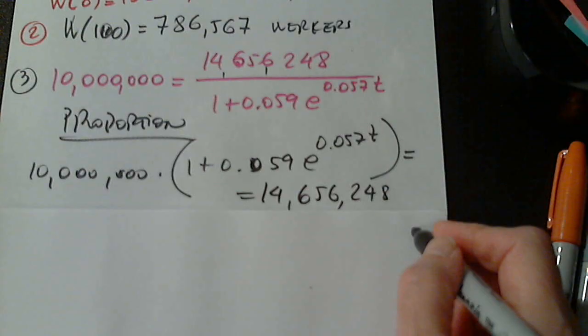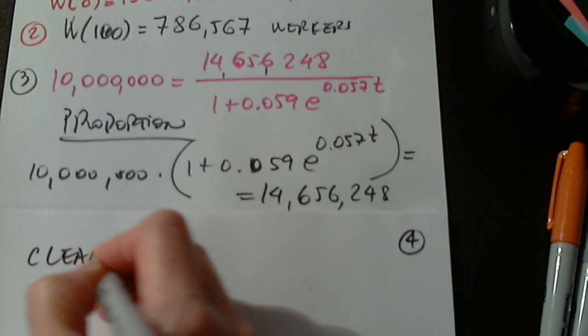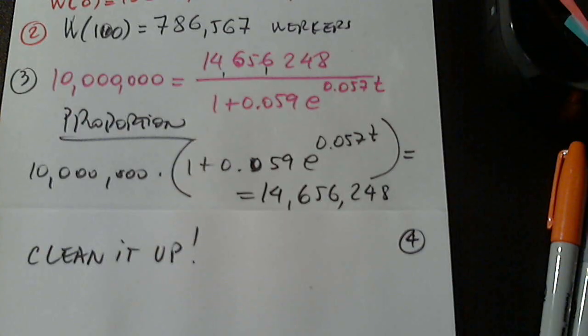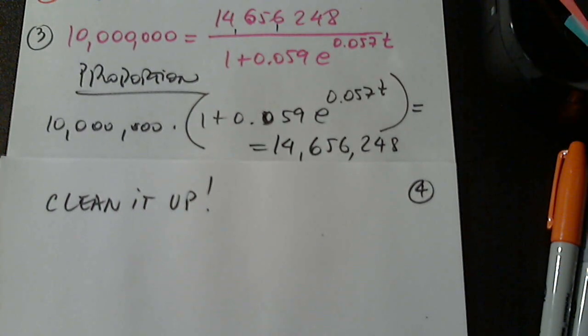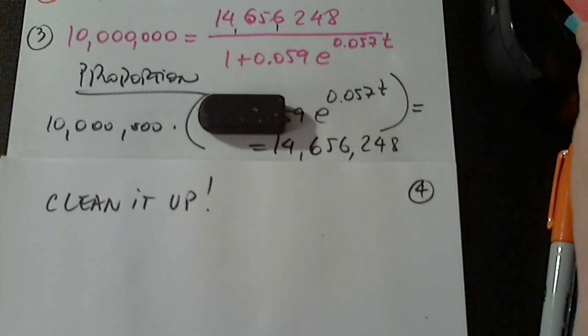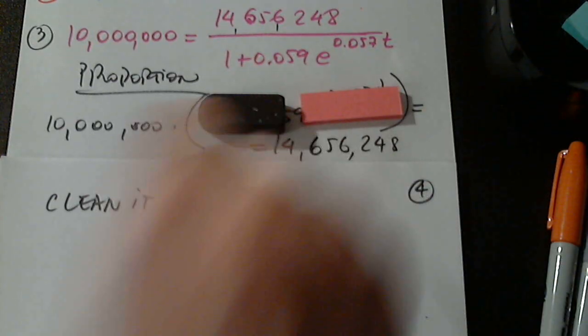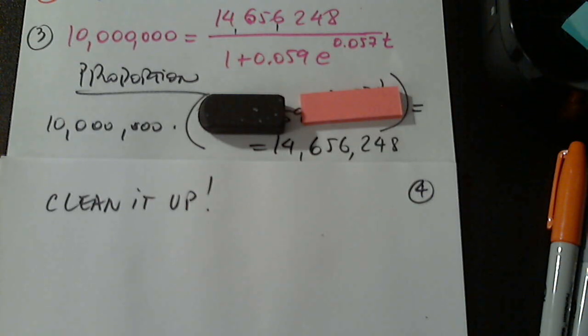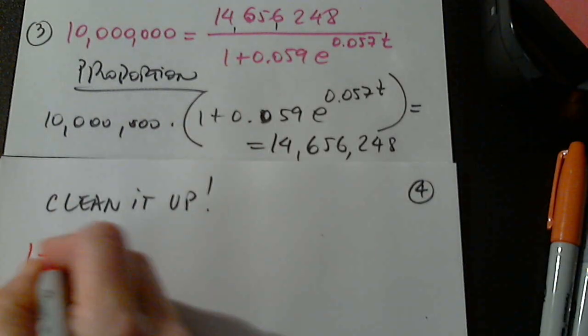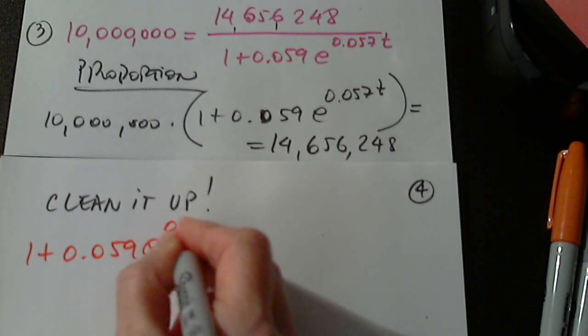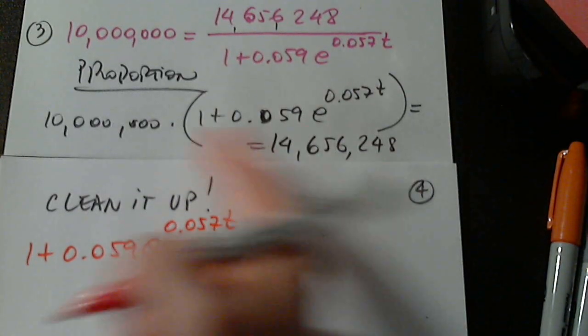Next step. We want to clean it up. How do I continue cleaning it up? Kind of difficult to see, but obviously I'm focusing on this. This is my target. What should I do next? Divided by 10 million. Excellent, brilliant, thank you. So we have indeed 1 plus 0.059 e to 0.057t equals this over this.